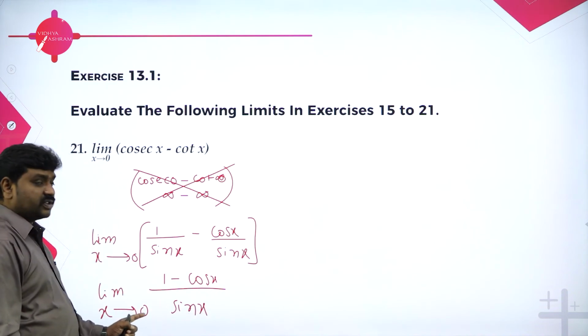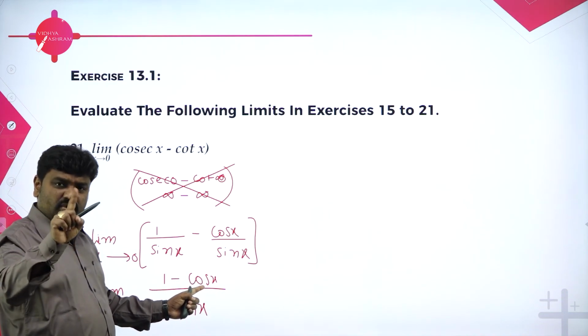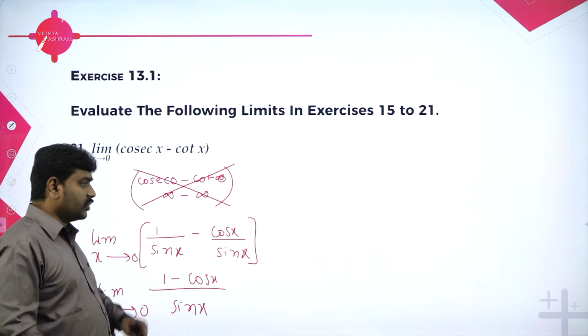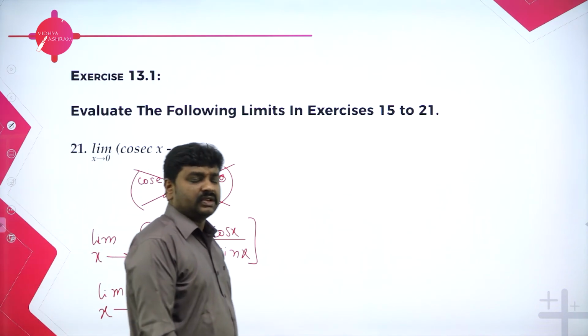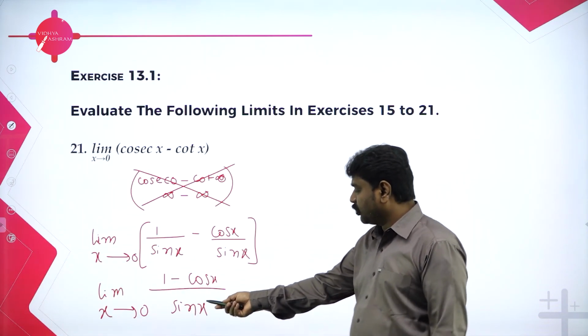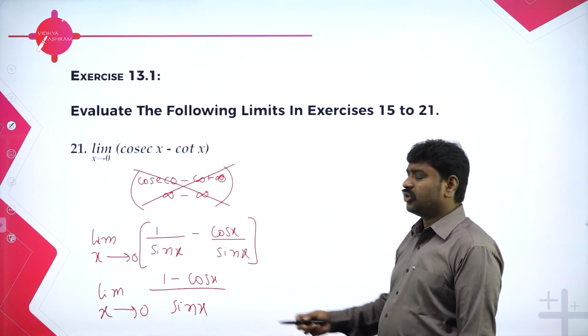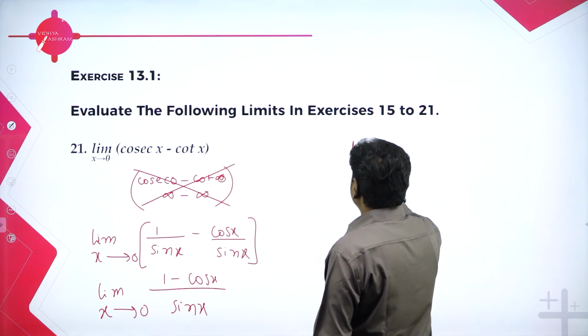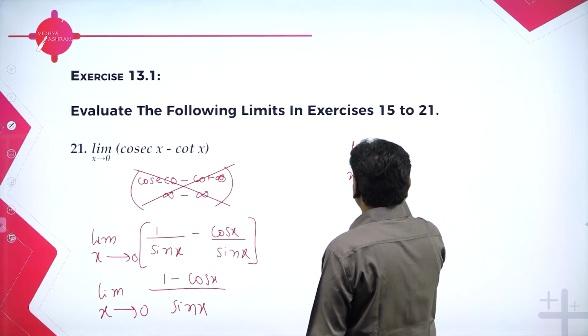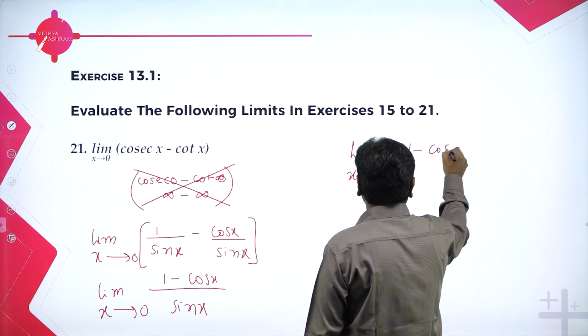Again, in the place of x, if you put 0, it will become cos 0. Cos 0 is 1. 1 minus 1 becomes 0 by 0. So again, it is giving you an indeterminate form directly. If you try putting x as 0, it will become 0 by 0. So that's why we should simplify. So we'll take limit x tends to 0, 1 minus cos x by sin x.